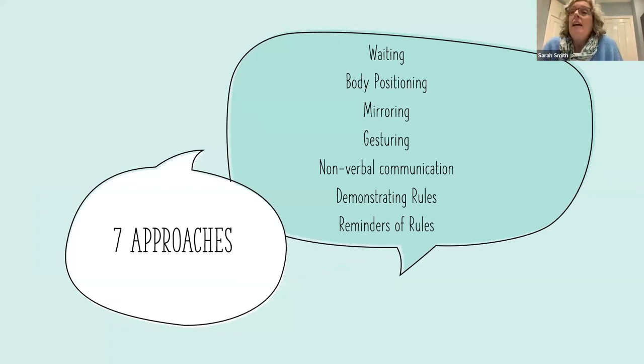The Education Endowment Foundation talks about 7 approaches to teaching and modelling social communication, and these are listed on the slide. So we have waiting, body positioning, mirroring, gesturing, non-verbal communication, demonstrating rules, and then also reminders of rules. And I think that many of those approaches actually overlap each other. I'm going to explore how I model these with the children that I mind.